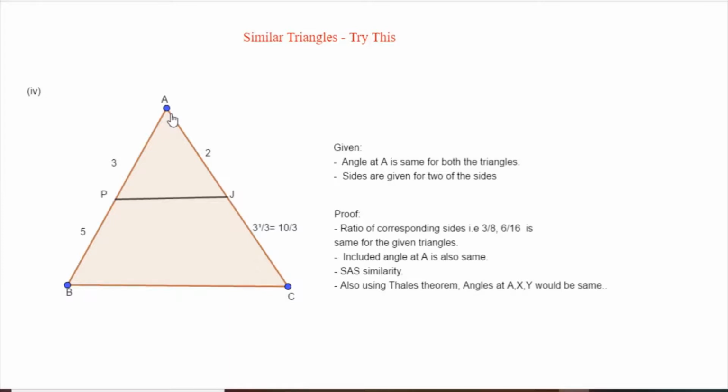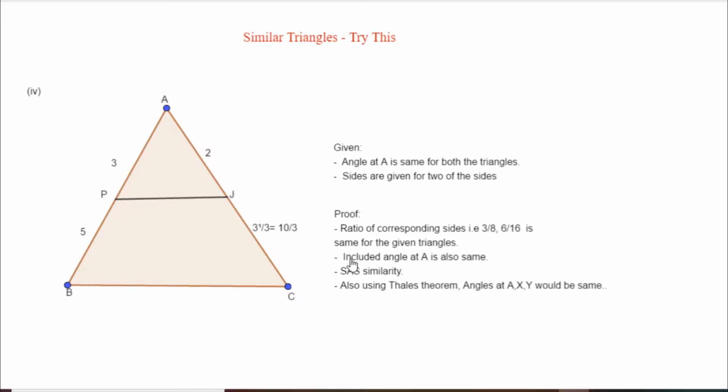Similarly, if you take the ratio of corresponding sides adjoining angle A, that are AJ and AC, AJ is of 2 units and AC is of 2 plus 10 by 3, which is 16 by 3 units. So now you take the ratio of AJ to AC, it will be 6 to 16. So the earlier ratio of AP to AB was 3 by 8 and the ratio of AJ to AC is 6 by 16, and both are of the same value, because if you cancel 6 and 16 using 2, it would be again 3 by 8.